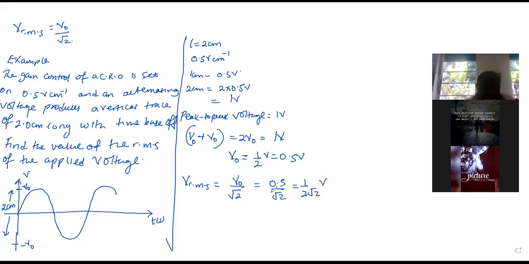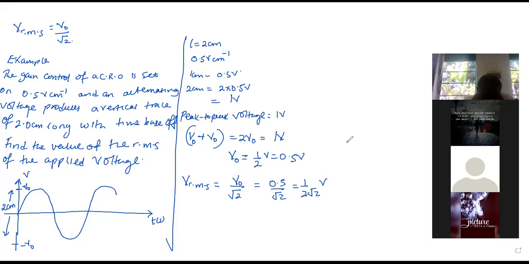When you simplify with the calculator, what answer do we get? 0.3535, which is approximately 0.354 volts.